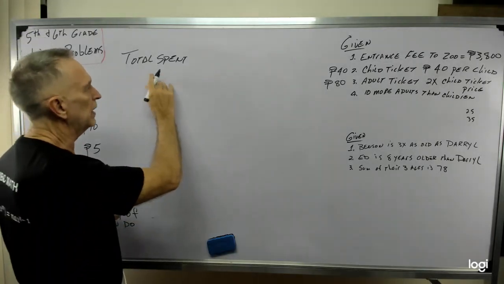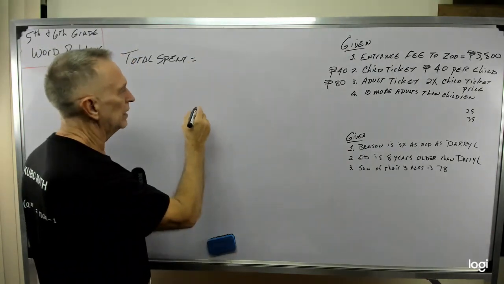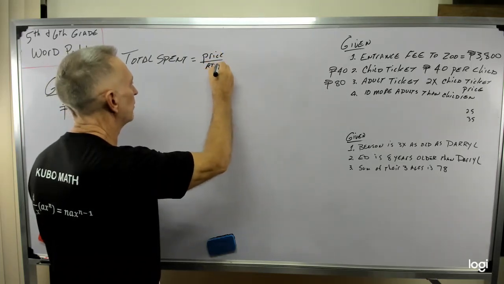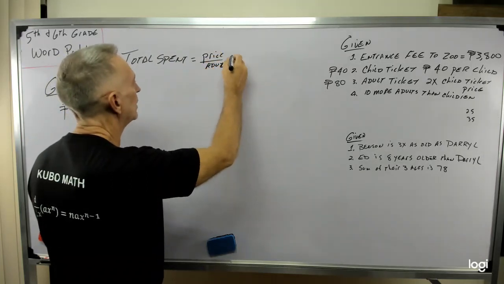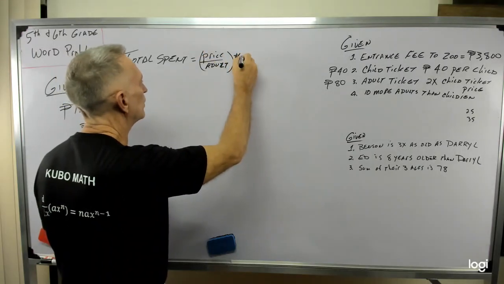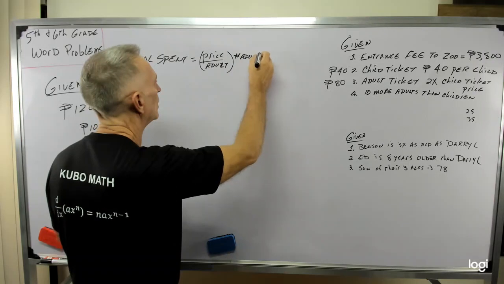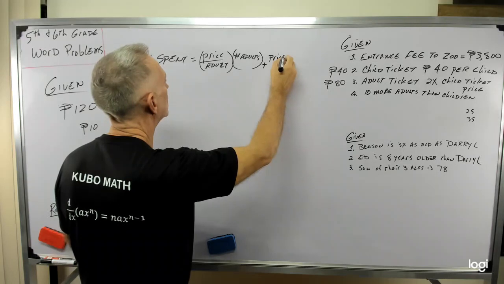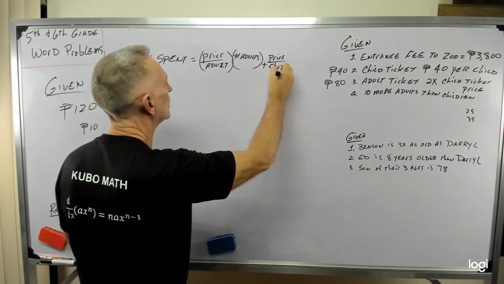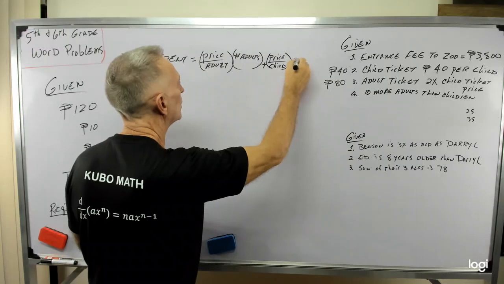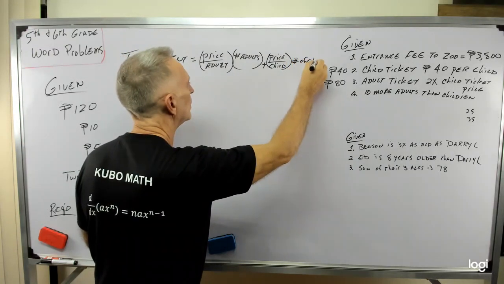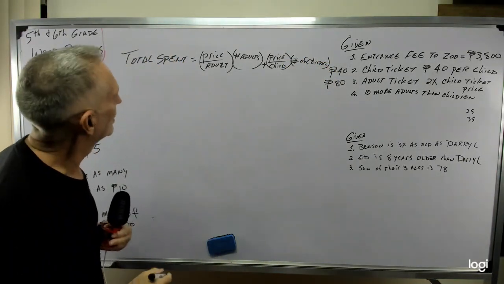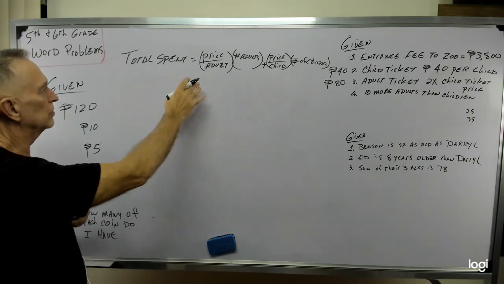Okay, total spent. Well, the total spent would be the price per adult ticket, times the number of adults, plus the price per child times the number of children. You can tell spelling was not my forte. Okay. Total spent, price per adult, times the number of adults.